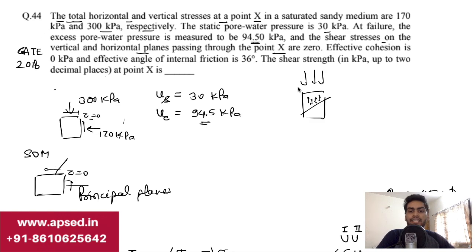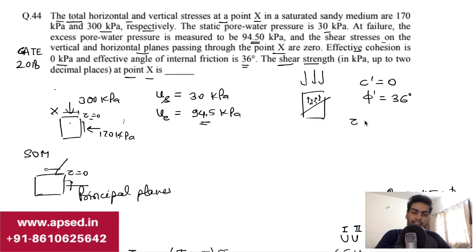Then further it says effective cohesion is 0 kPa and effective angle of internal friction is 36 degrees. So this c dash is given as 0 and phi dash is given as 36 degrees. Then it is asking for the shear strength at point X, the point at which we have drawn this element. So we have to find out the shear strength.